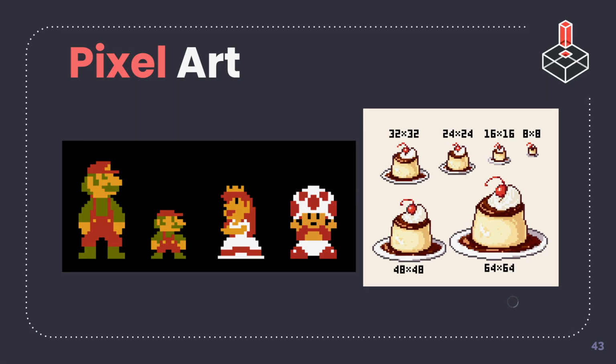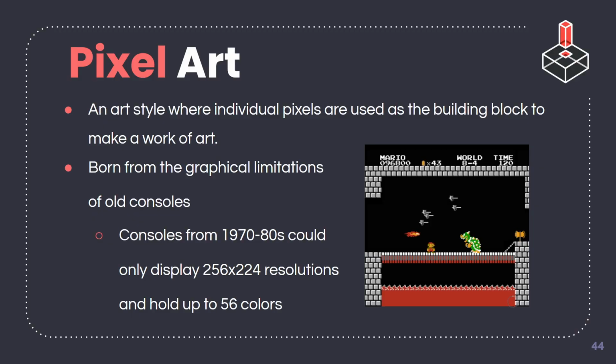Alright, so now let's actually get into pixel art. Pixel art is an art style where individual pixels are used as the building blocks to make works of art. Creating pixel art means every pixel is deliberate in its choice of color and placement, giving the artist full control over the outcome of the end result.